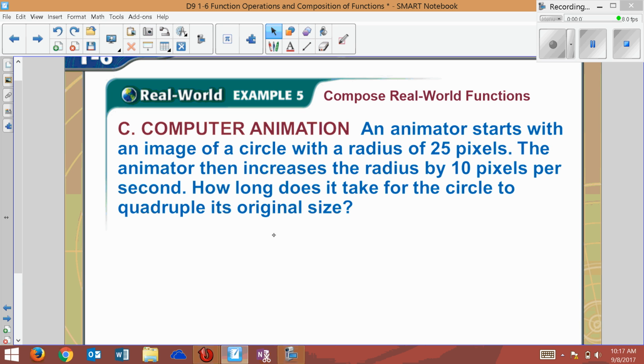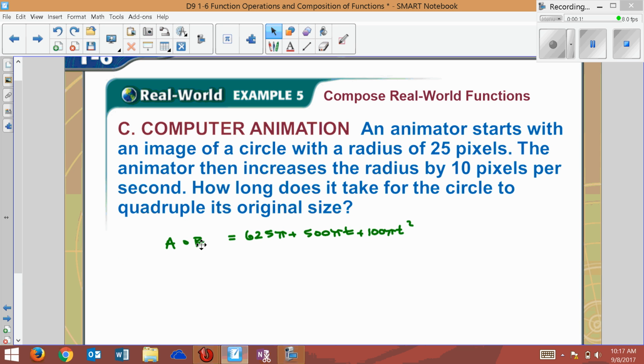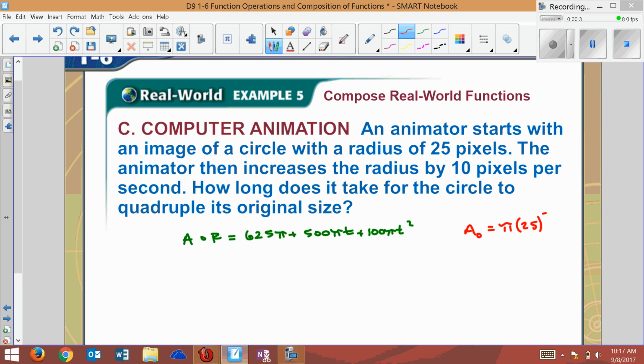So it says here, we want to look at how long it takes for the size of the circle to quadruple in its size. So here's the formula we just found to be true earlier. And we also could figure out what the original area was. So the original area, A sub 0, that means original or starting point, was pi r squared. And the original radius was 25. So if I type this in, 25 squared is 625, and so it'd be 625 pi square units, or pixels squared. That's the original, all right?